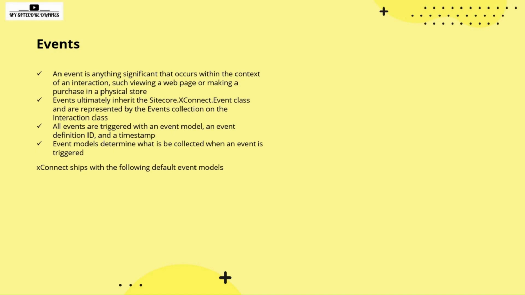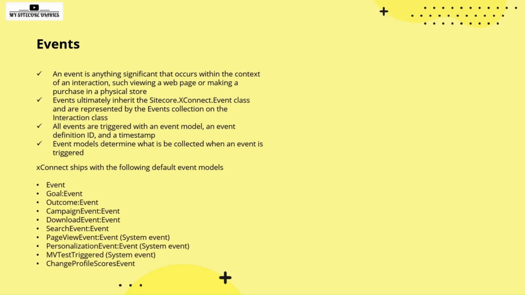xConnect ships with the following default event models. So now we are going to see what the default event models are: event, goal, outcome, campaign event, download event, search event, page view event, personalization event, MV test event, MV test triggered event, and change profile score event. So an event is anything significant that occurs within the context of an interaction, such as viewing a page or making a purchase in a physical store. Event is a normal term also; if you are using ASP.NET, you have a different event. It's a similar event, but these are the events triggered by the contact.